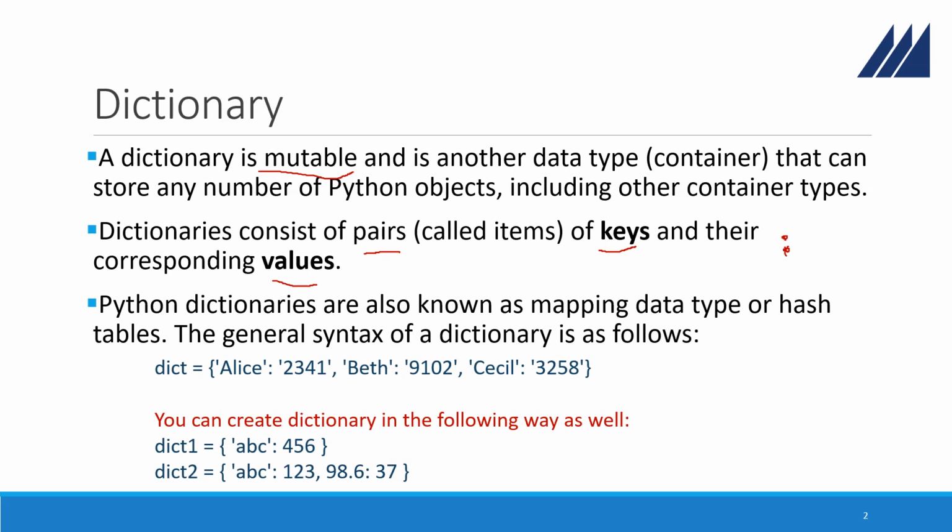Okay. Also, dictionaries in Python are known as mapping data types because you map the key to the value, or sometimes they're called hash tables.